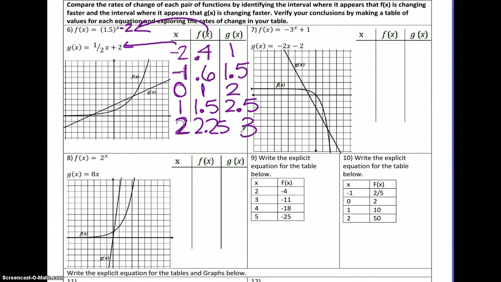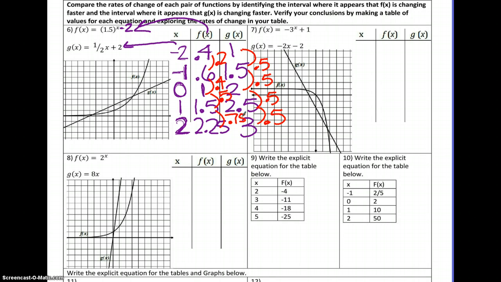So on this, it then asks you about the greater rate of change. I told you that I'd be happy if you just went through and found the rate of change for each one. On this side, it's going by 0.5 every time, which is nice and easy to figure out. Over here, that's up 0.2. 0.6 to 1 is 0.4. 1 to 1.5 is 0.5. And here, 2.25 minus 1.5 is 0.75.